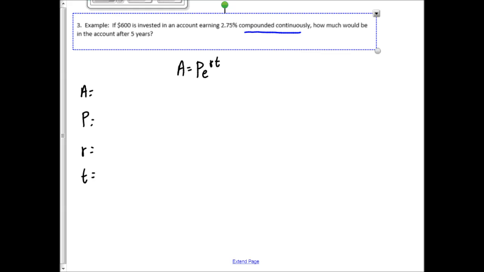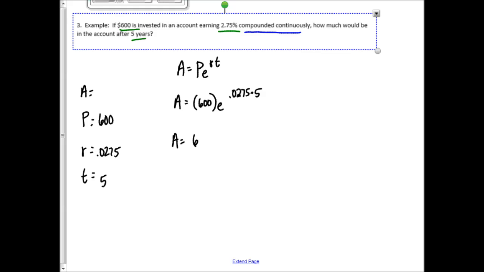If $600 is invested, okay, so $600 is how much I start with. So 600 becomes my P. Okay. And an account earning 2.75%, so change that. 0.0275 becomes my R. Right. How much would be in the account after 5 years? So there's my time. All right, so A equals 600 times, and I'm just putting those in parentheses so you don't mix them up, E raised to the 0.0275 times 5.